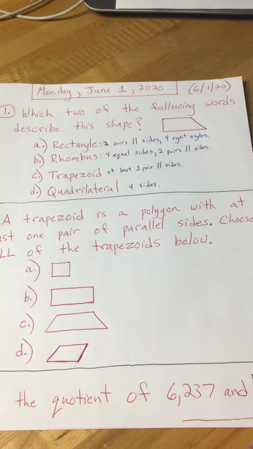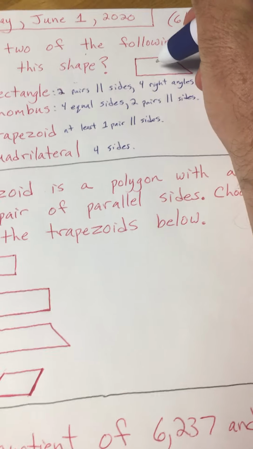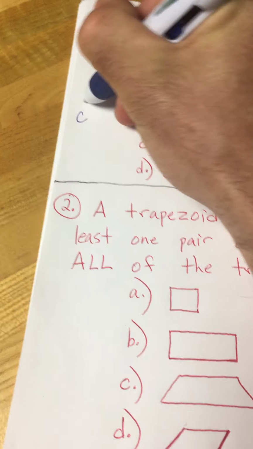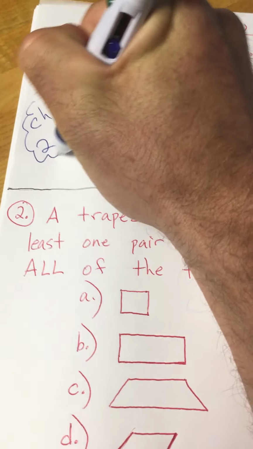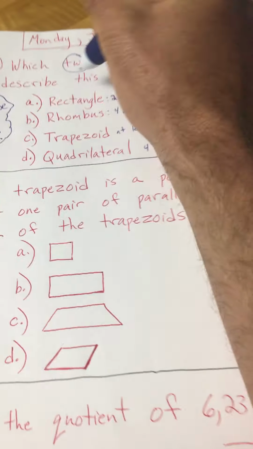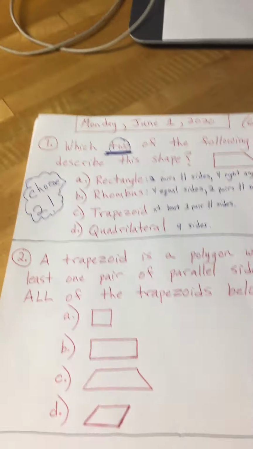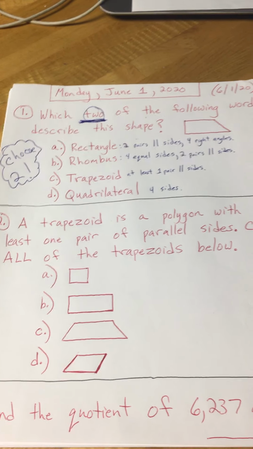It says, which two of the following words describe this shape? So we're looking at this shape right here. We need to choose two. You guys know what I'm going to do here, right? Choose two. Make sure that that's very clear. Write it in big letters. Choose two. I'll even write here in my workspace. Choose two. Because if you get excited and only choose one, then you don't get any credit for that. So I'm going to make sure we read those directions real carefully.